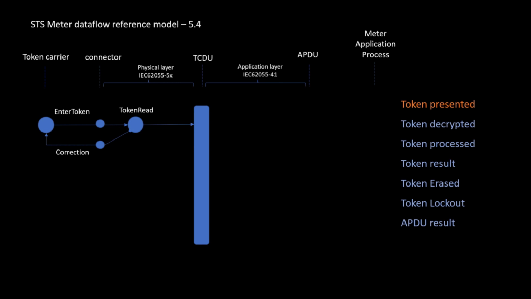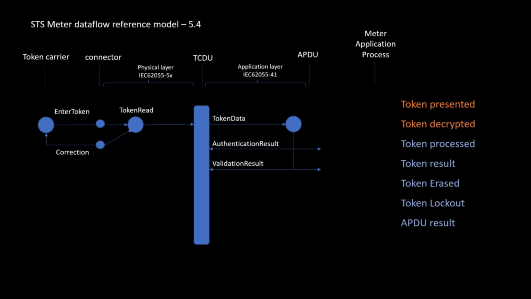The token is read, and at this point you have a chance to do any correction you want to. For example, if you typed an incorrect digit into the keypad, you can correct it. It goes through to the TCDU. The token data gets extracted from your token or from the keypad entry, and the token is decrypted at this point, and an authentication result and a validation result are calculated.